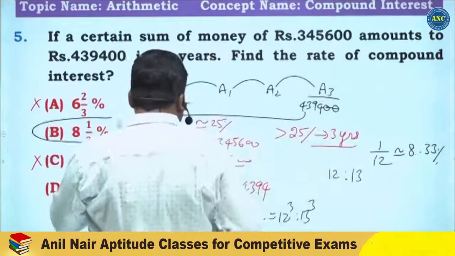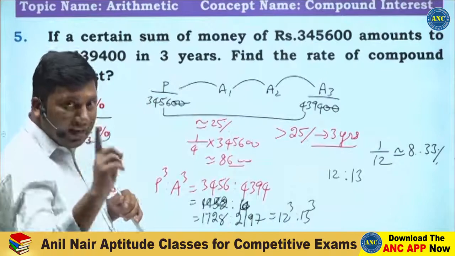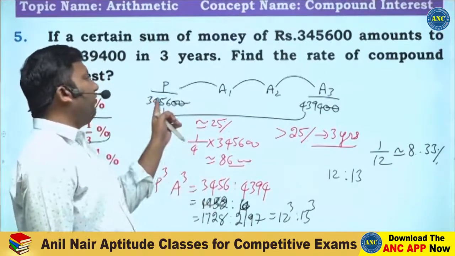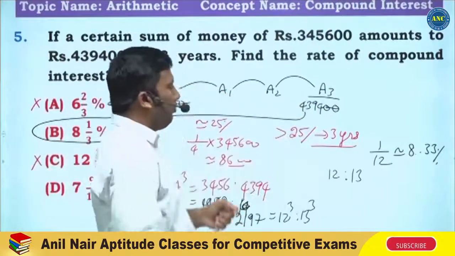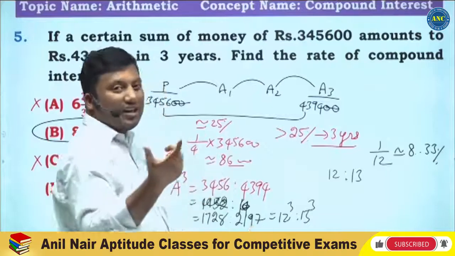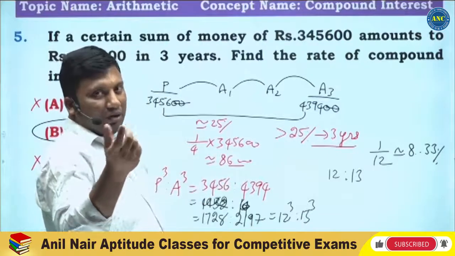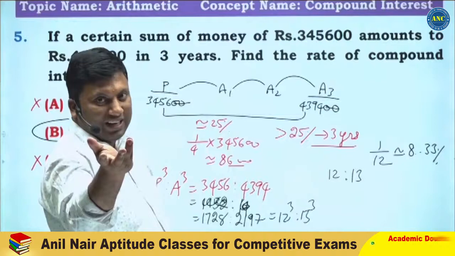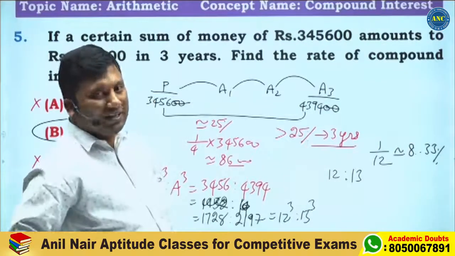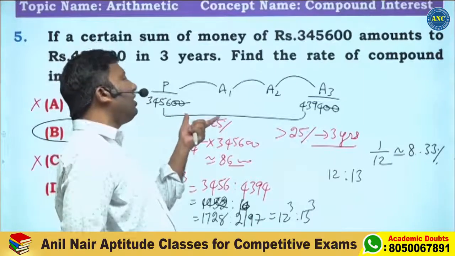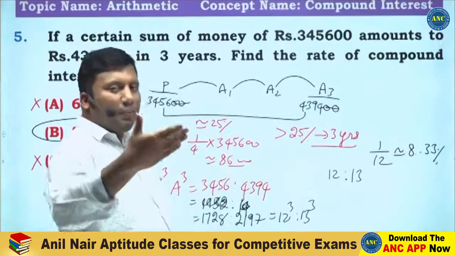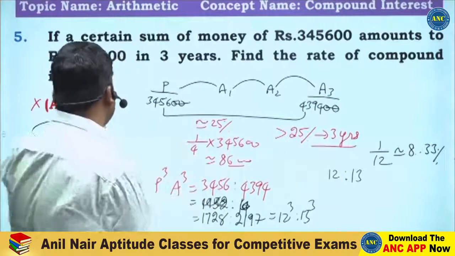Please don't get into this calculation. Again and again I am repeating, it's a waste of time if you do this calculation. 3456 and 4394, the difference is around 900. 9 by 34. It is closer to 9 by 36. Yes or no? 9 by 34 is closer to 9 by 36. The answer is closer to 25 percentage for 3 years. So per year it should be closer to 8 percentage.